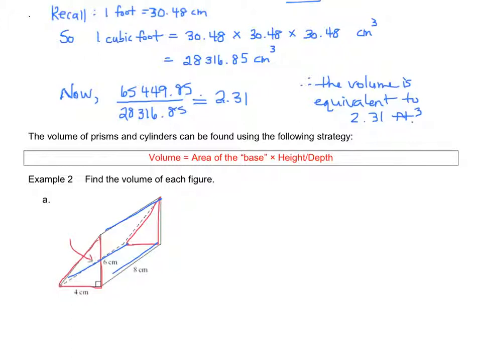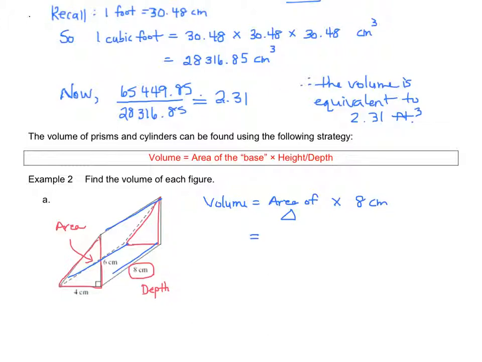Okay, so if we find the area of this triangle and multiply it by, in this case, I would call this the depth. You can think of it as the height as well, but it's not really sitting up on its base, so it depends if that confuses you or not. But if we take the area of the triangle and multiply it by that number, we'll get the volume. So volume equals the area of the base, so that'll be the area of the triangle, times 8 centimeters.